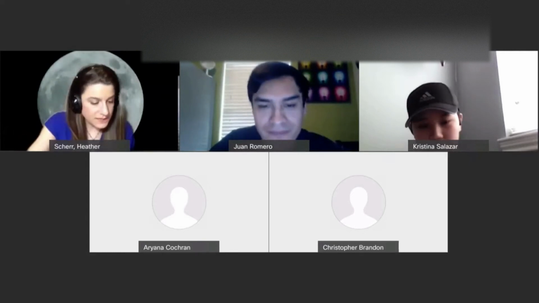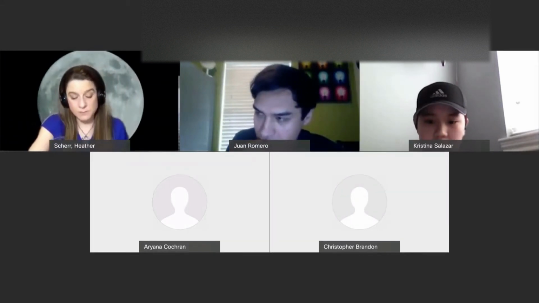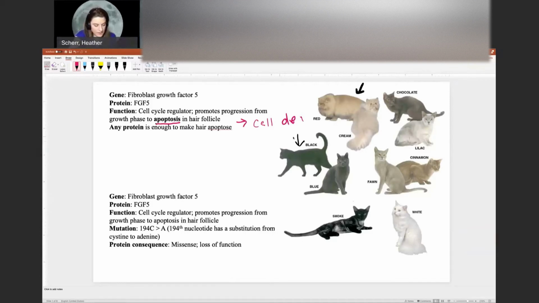I'll work on it. Okay, so if the cell is dying, that means the hair is not growing, so it grows for a shorter period of time. If it's not growing for as long, you would expect the hair to not be as long, right? And you can see here, I've told you that any protein is enough to make the hair apoptose. Even a little bit of protein promotes that cell cycle death. That means if you have any copies of the wild type, functional FGF5, the hair dies.